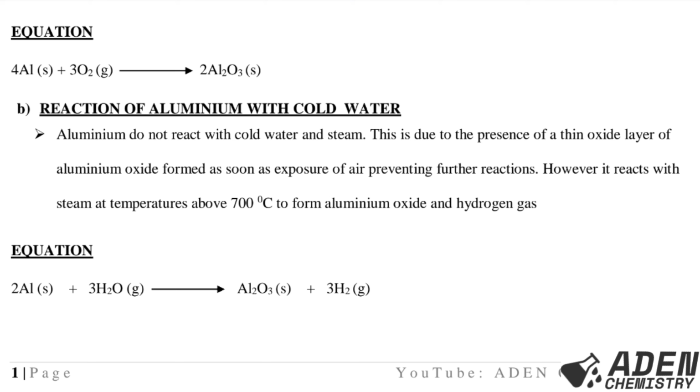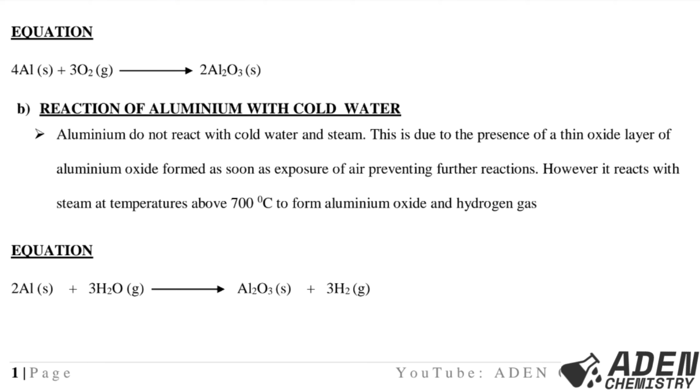Remember, learners, aluminum does not react with water and steam, and that's due to the coating of aluminum oxide, which prevents any further reaction from occurring. It was for this reason that aluminum was preferred in making cooking vessels like saucepans and also pans.